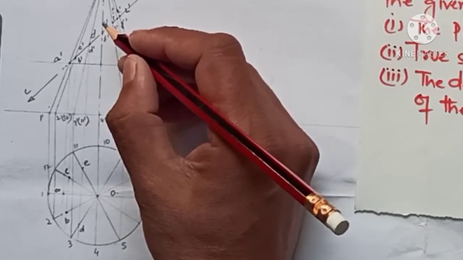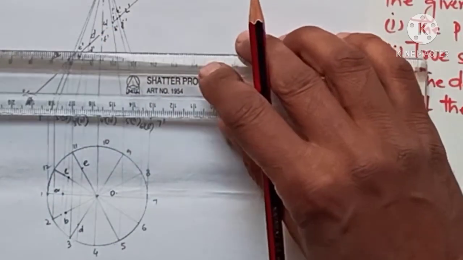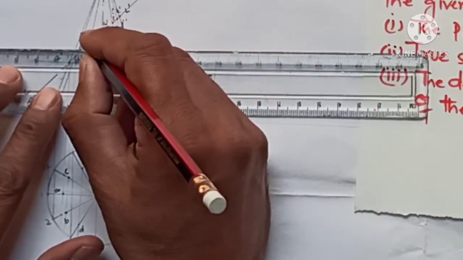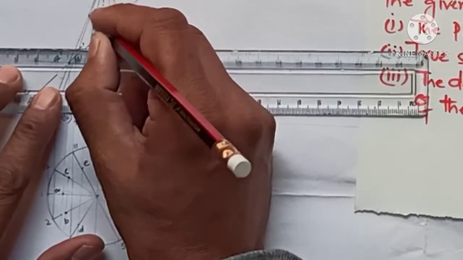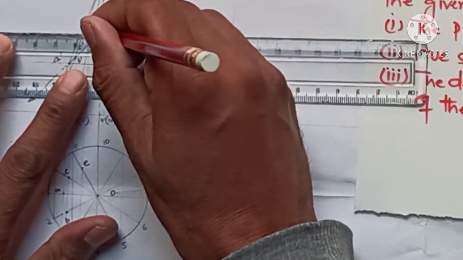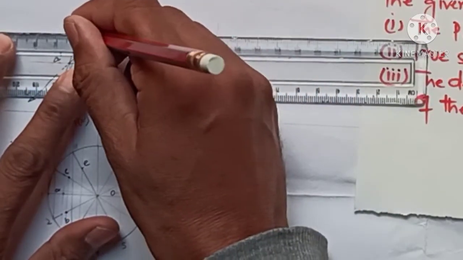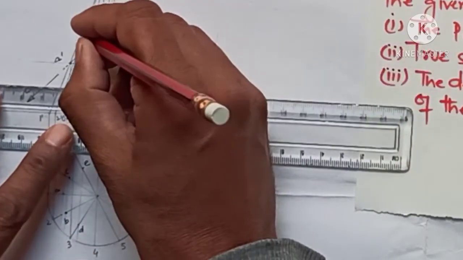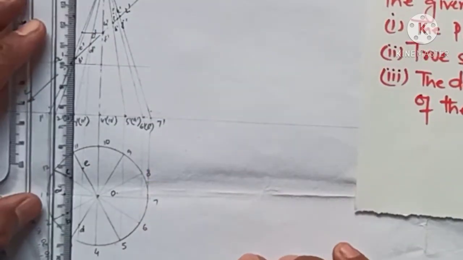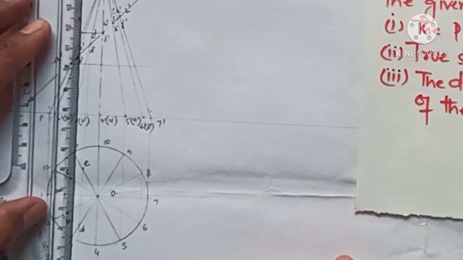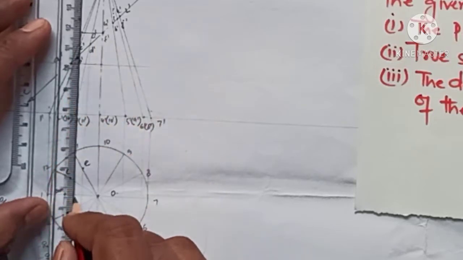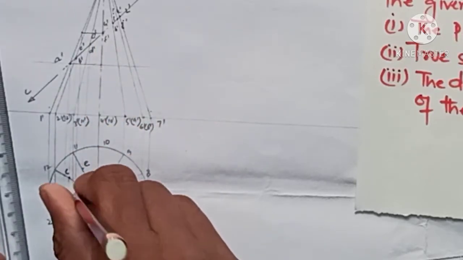So how can we draw that? Let's learn that. What we have to do is bring this point to the true generator. So this is the true generator. I will draw a horizontal line from this point up to the true generator. This is where it cuts. Now I have to draw a vertical line from this point up to this horizontal generator. So this is the point which I got.